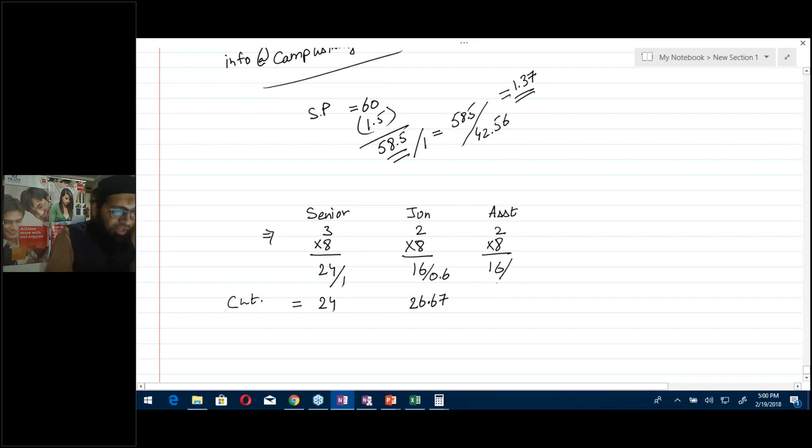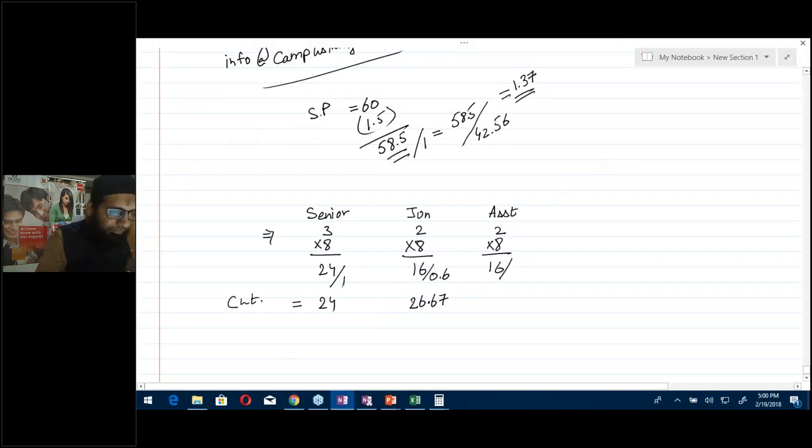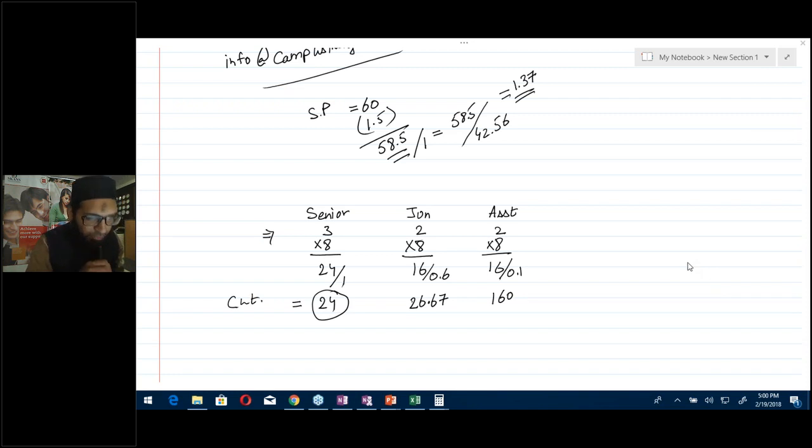26.67. Similarly, how long does an assistant take? It is 0.1. That means 160 cuts can be done by the assistant. Now, the senior stylist can work on the lowest number of units, so this will be the bottleneck. Have you understood, Fahad, or not?